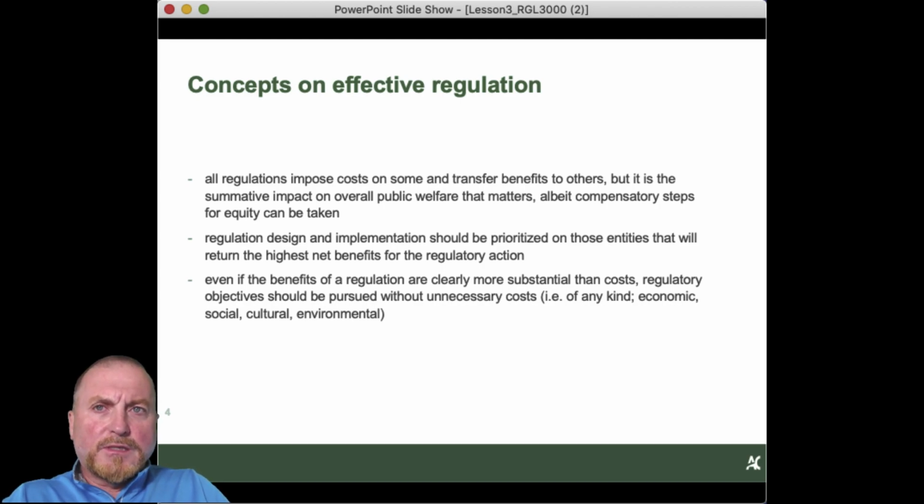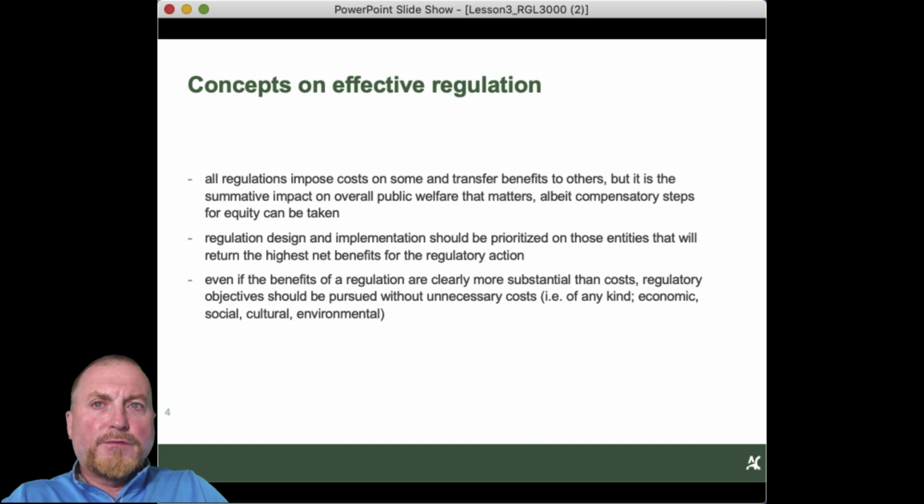Fourth, the regulatory design and implementation should be prioritized on those entities that will return the highest net benefits for the regulatory action. So when you're doing a regulation, you need to focus it in such a way that the parties that are directly responsible for the harm are those being regulated. And even in that case, the regulation is designed in such a way that the regulated party has the best chance of being able to come into compliance effectively and efficiently.